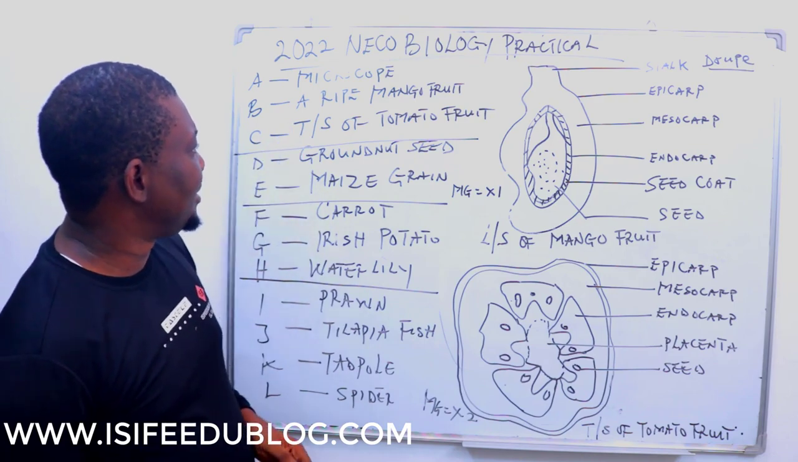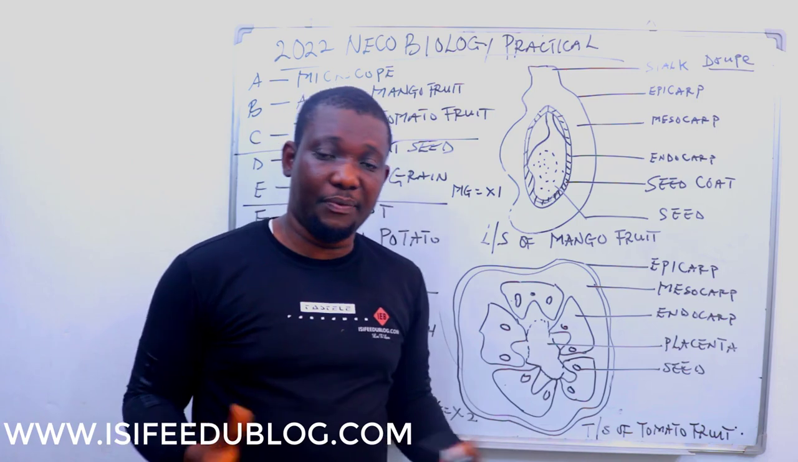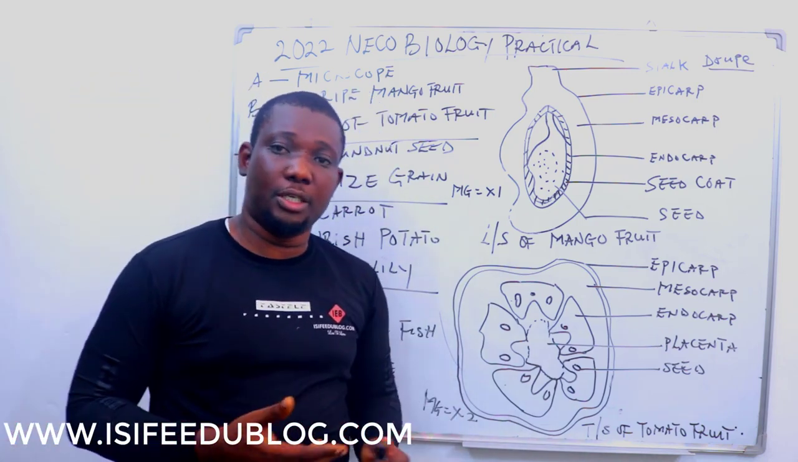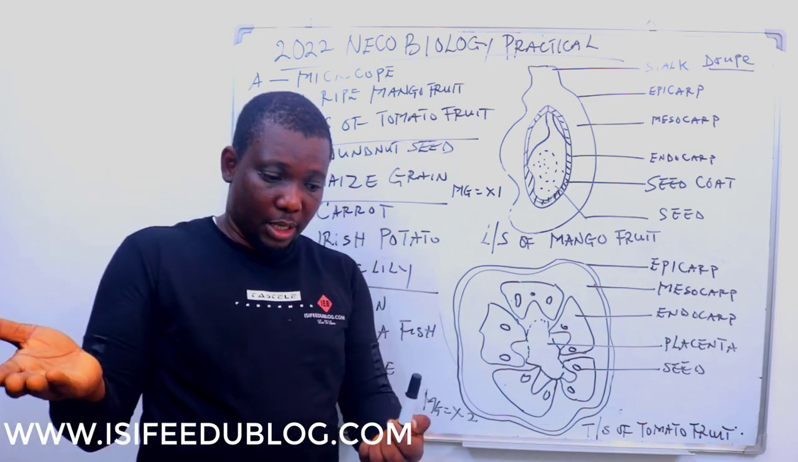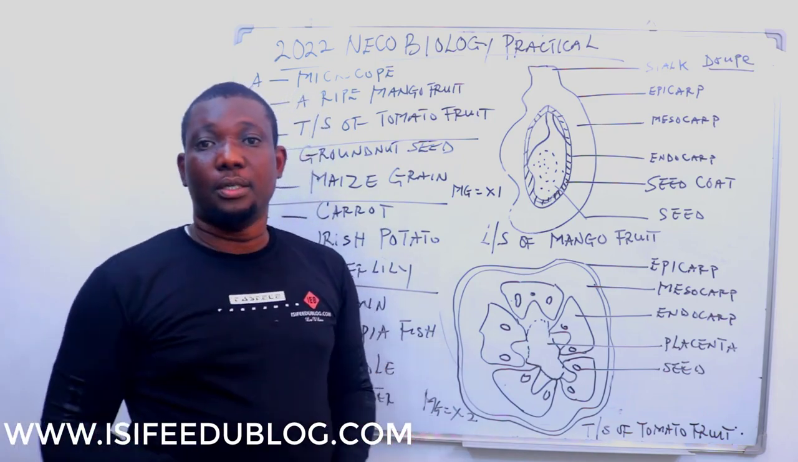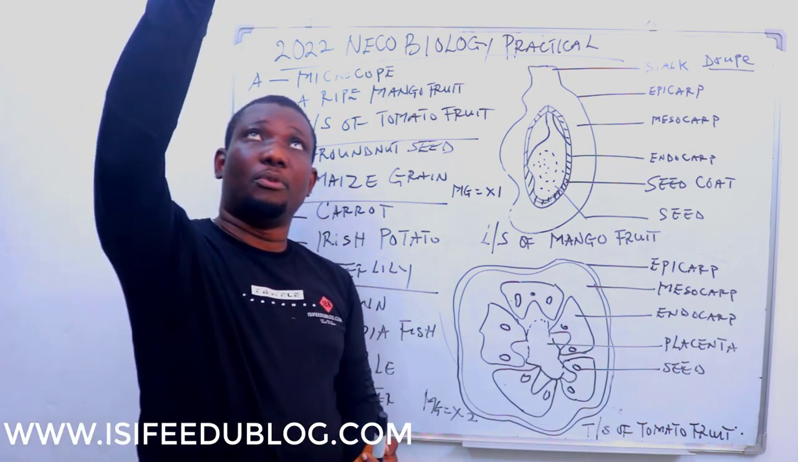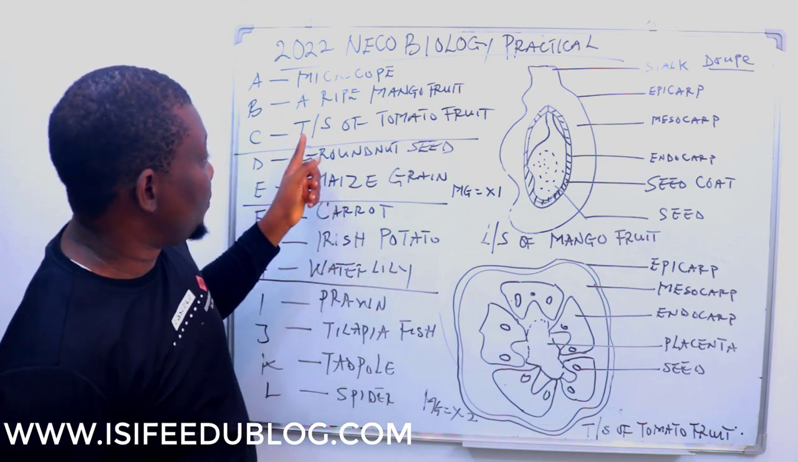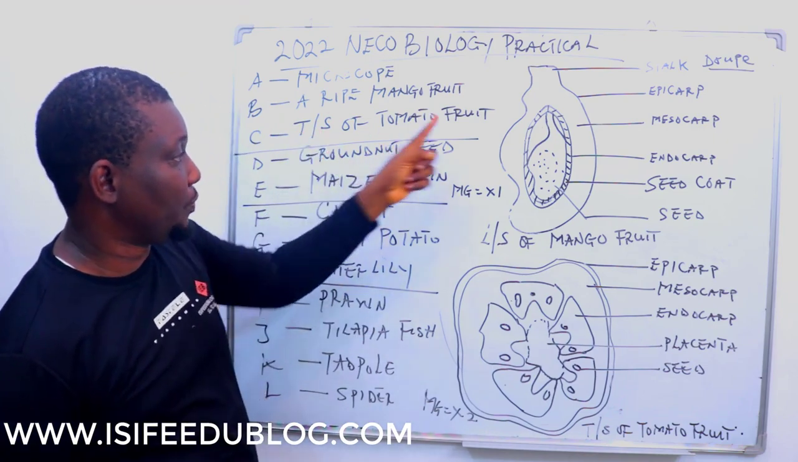Specimen C is a transverse section. That means it gives a cross-sectional view of a tomato. A tomato that is cut this way is a TS. A tomato that is cut from top to bottom is longitudinal. So over here, we are provided with a transverse section of tomato fruit.